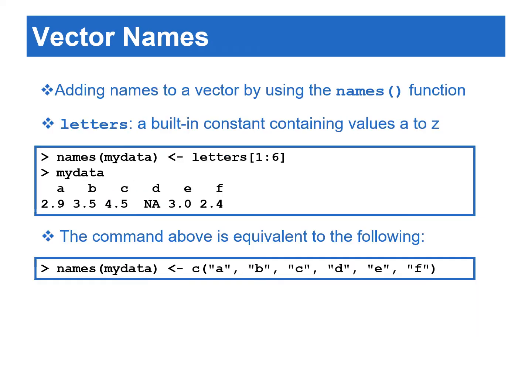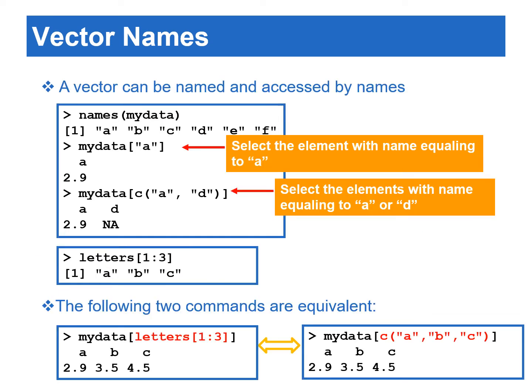We can add names to a vector by using the names function. For example, the letters vector is a built-in constant, containing letters from A to Z in lowercase. In this example, we assign lowercase letters from A to F as the names of my data. If a vector has names, we can use the names function to return the vector names. We can also access the vector elements by enclosing their names within the square brackets.